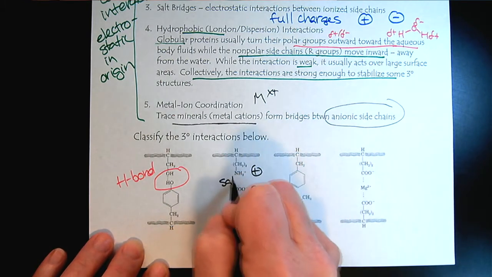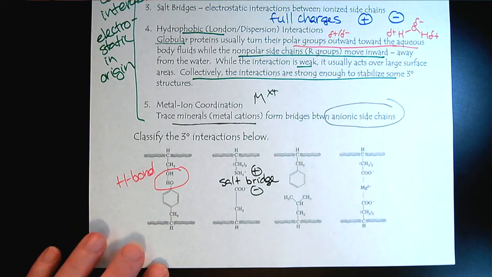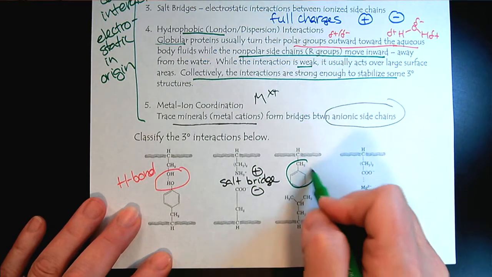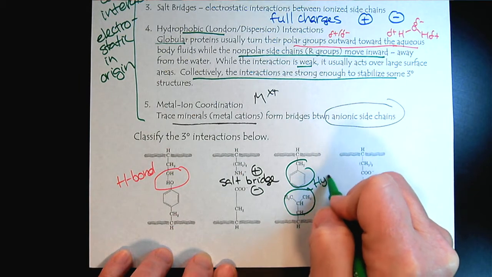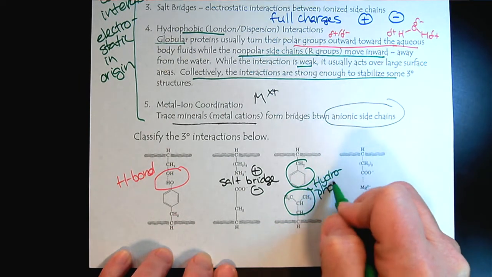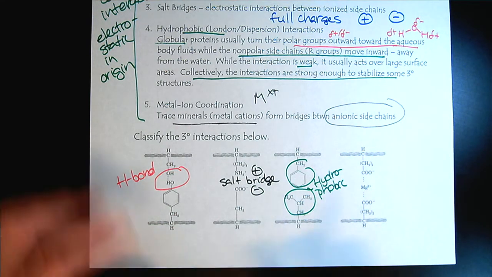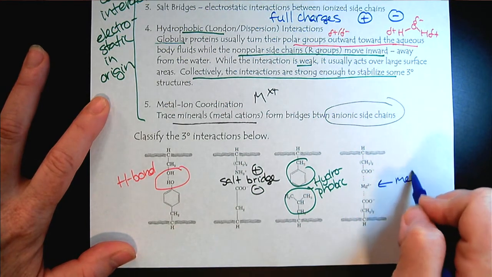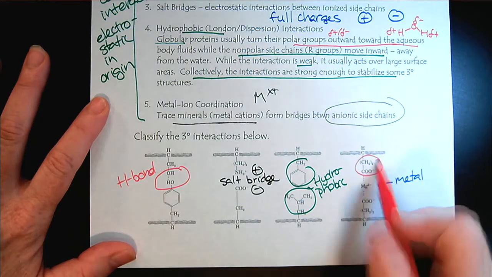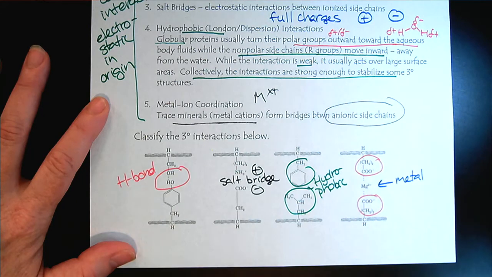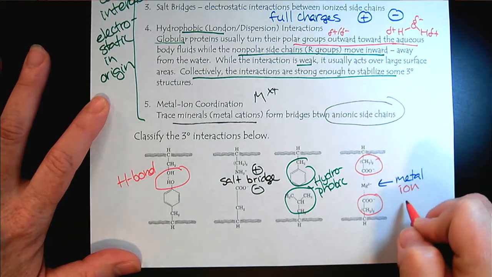So this would be a salt bridge, because we know that another name for ionic compounds is salts. This example, two nonpolar regions. So this would be the hydrophobic interaction, which we also call the London force. And then last but not least, we look right here and we have our metal ion with its positive charge, and then we have the acidic R groups with their negative charge, and so this creates the metal ion coordination.